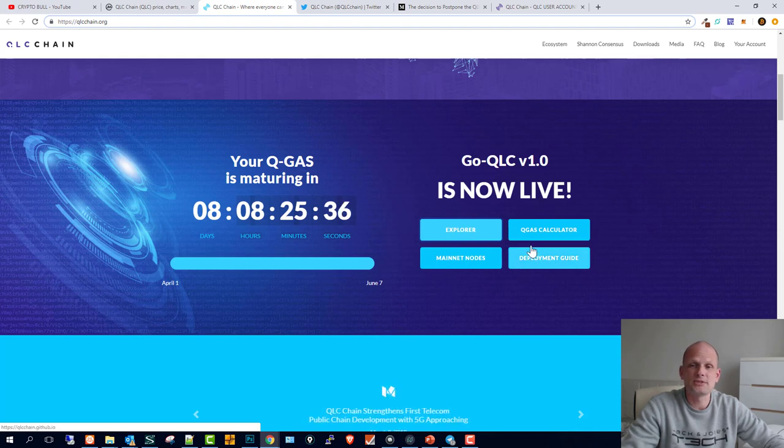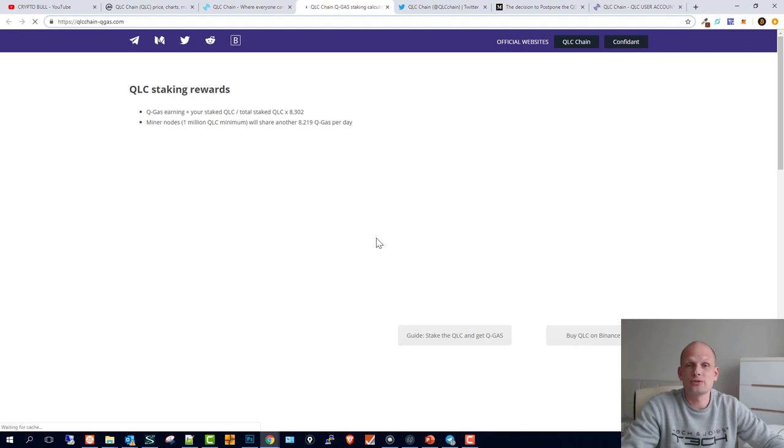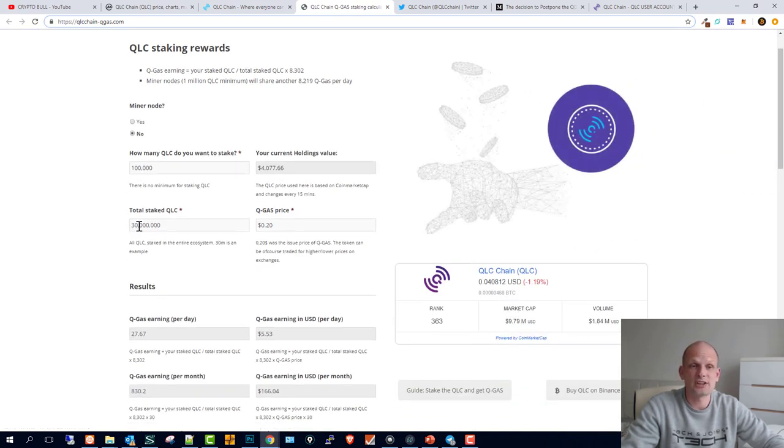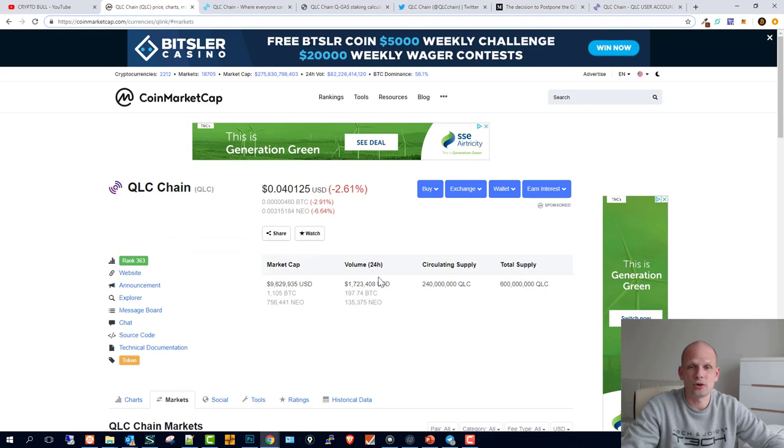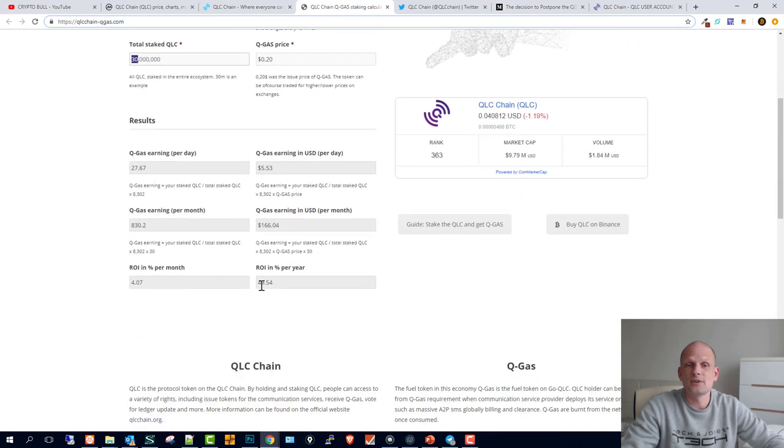But here on the QLC website is the gas calculator, or QGAS calculator. As you know, when you are staking, for example, NEO, you are getting gas. This is NEO gas for different operations on blockchain technology, and the same applies with QGAS, which is implemented on QLC chain. If we go into the QGAS calculator, I will show you that currently, if for example 30 million of these 240 million tokens, as you remember, is staked, then the return will be 49.54%.